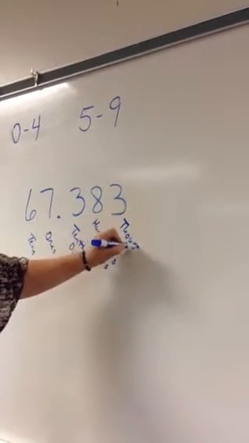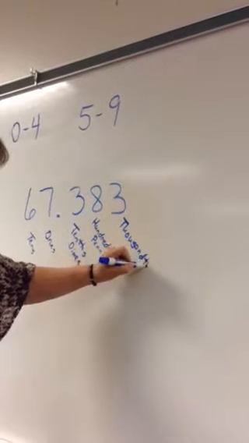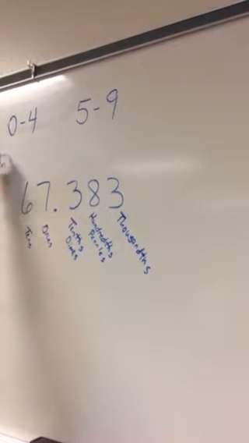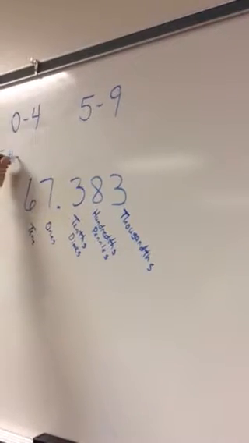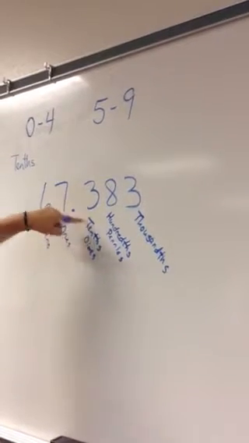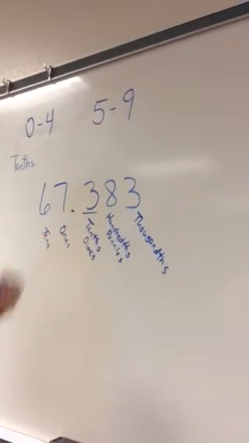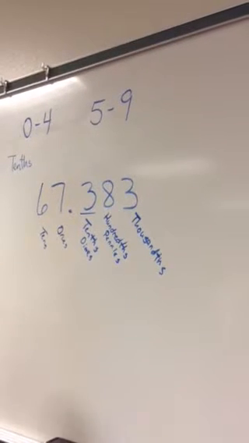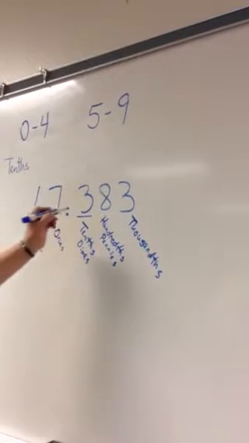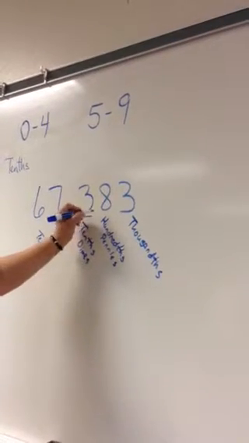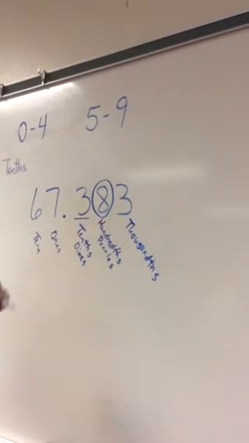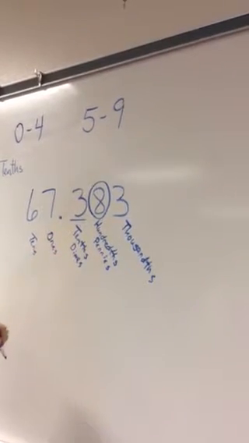So if my direction is to round to the tenths place, I'm going to write this number up here, tenths. I'm going to find that place value, and I am going to underline that digit. So I know where I'm going to start. After I underline the digit, I'm going to move to the right of that digit and circle that digit, which is actually the hundredths place.